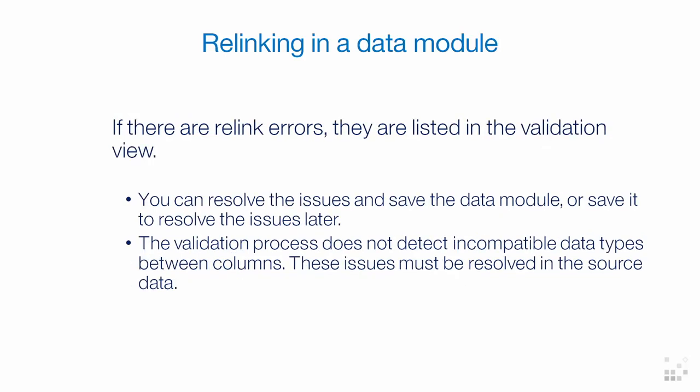If there are relink errors, they're listed in the validation view. You can resolve the issues immediately, or you can save the data module and resolve the issues later. The validation process doesn't detect incompatible data types between columns. These issues must be resolved in the source data.